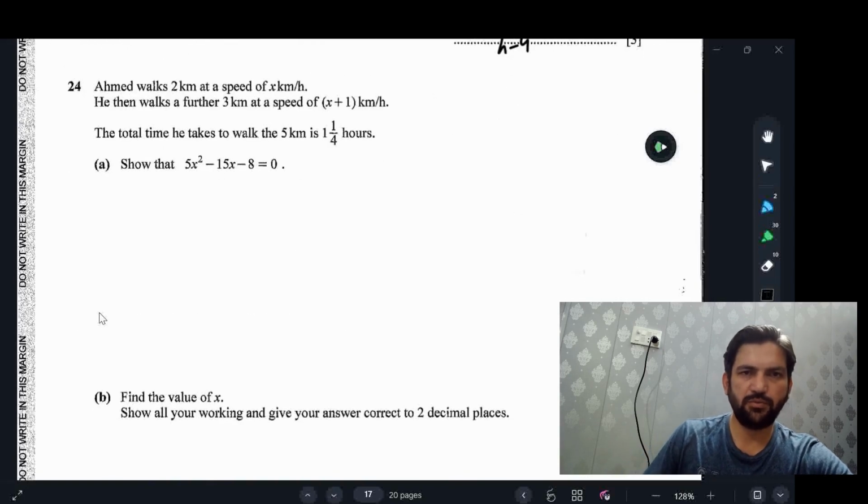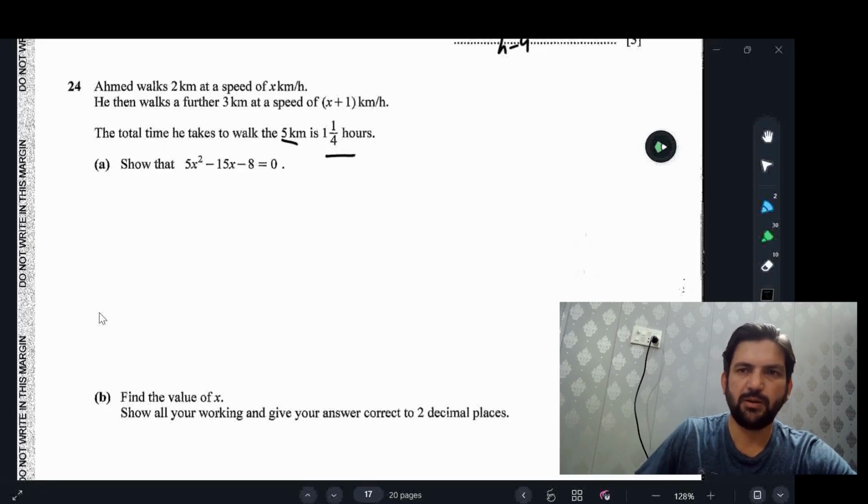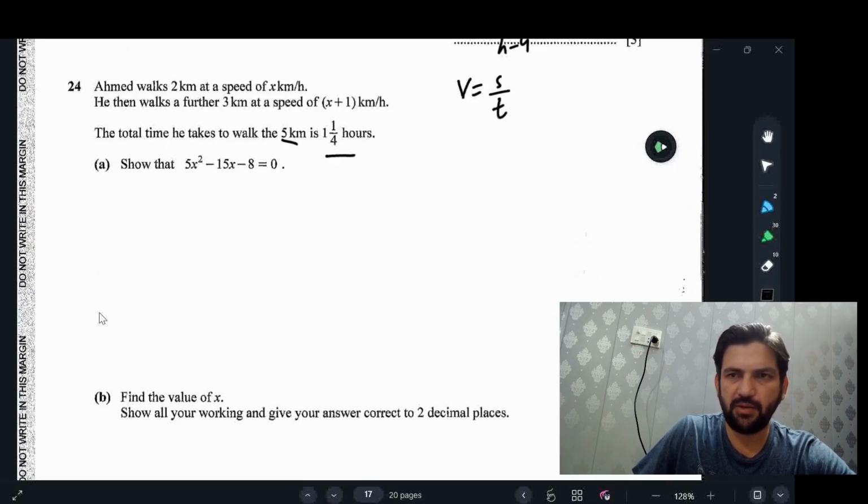Now in this question, Ahmed walks 2 km at a speed of x km per hour. He then walks a further 3 kilometers at a speed of this. The total time he takes to walk 5 km is this. So the time is given to us. So we know that v is equals to s by t, and from here we can write it as time will be equals to s by v.